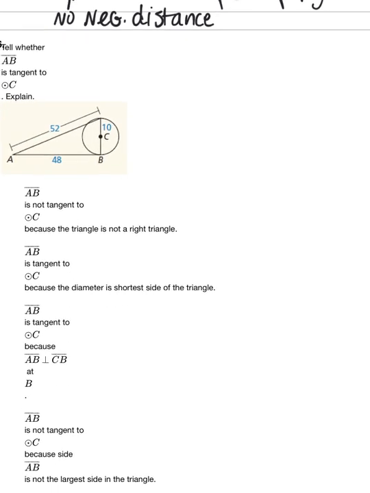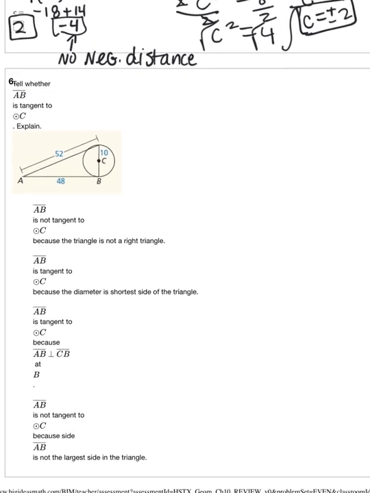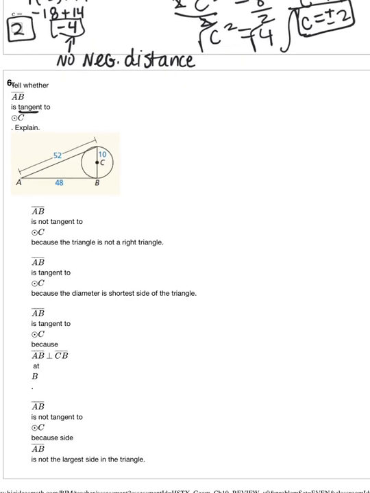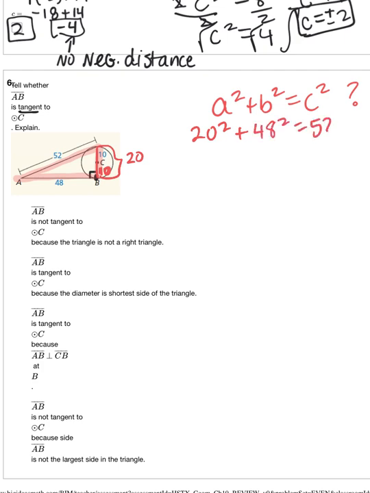Next, tell whether AB is tangent to circle C. So if it's tangent, remember one definition is it touches the circle once. The other definition is that it is perpendicular to the radius. So if that is perpendicular, then we have a right triangle formed that should satisfy the Pythagorean theorem. So we test it to see if it's true. So looking at our triangle, 10 is the radius, so we have to make sure we add another 10 to get the short side of the triangle. So we'll sub 20 squared plus 48 squared and set that equal to 52 squared.